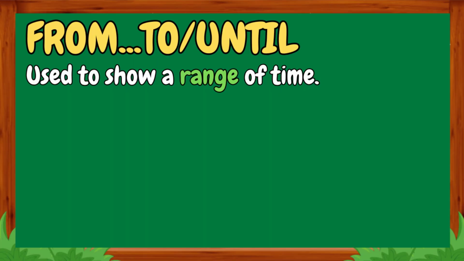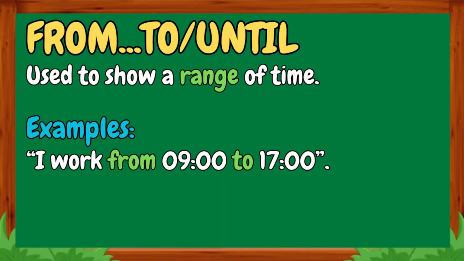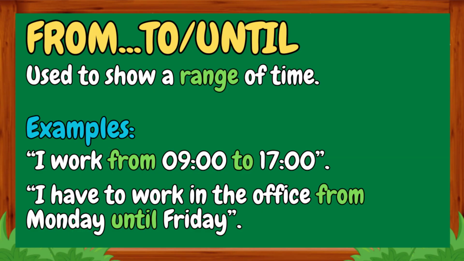From, to, or until. And it is used to show a range of time. And once again, it will be best explained by looking at two examples. I work from 9 in the morning till 5 in the afternoon. I have to work in the office from Monday until Friday. So remember this one, a very good one to use if you need to explain or share a range of time. Let's move on to our final preposition, number 9.